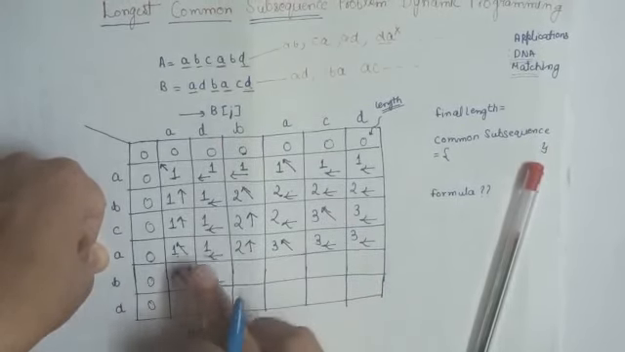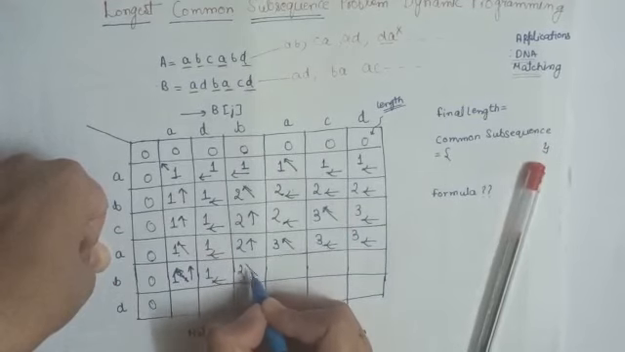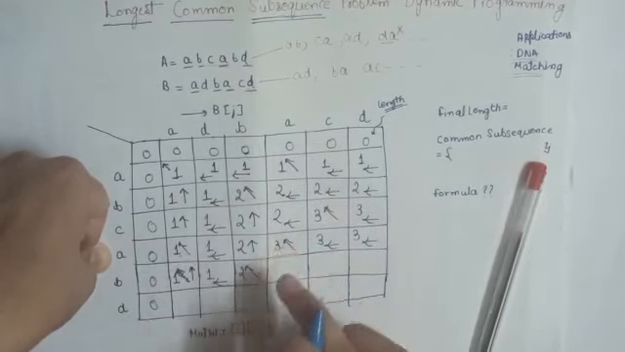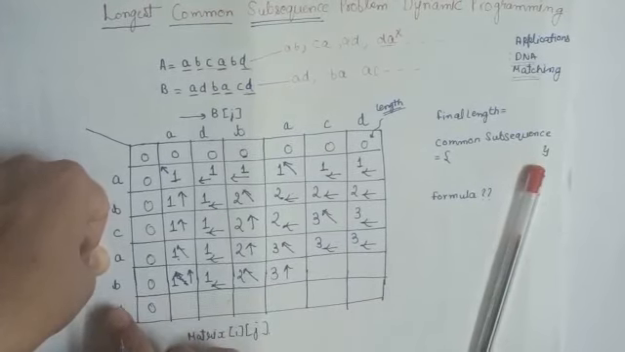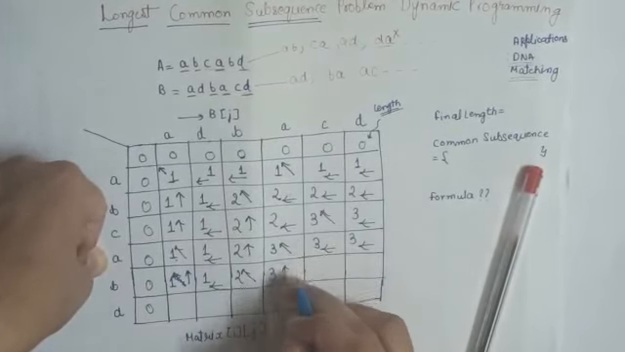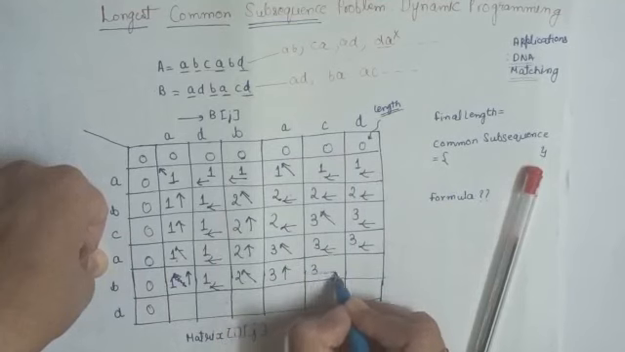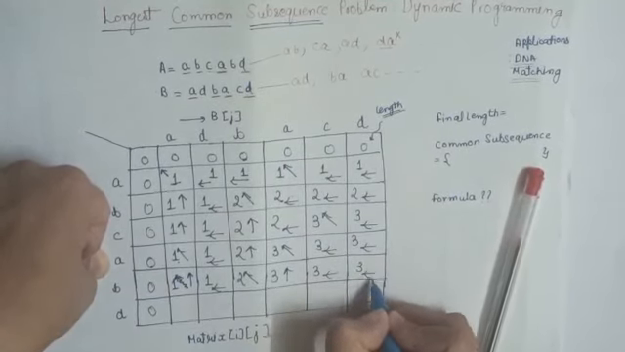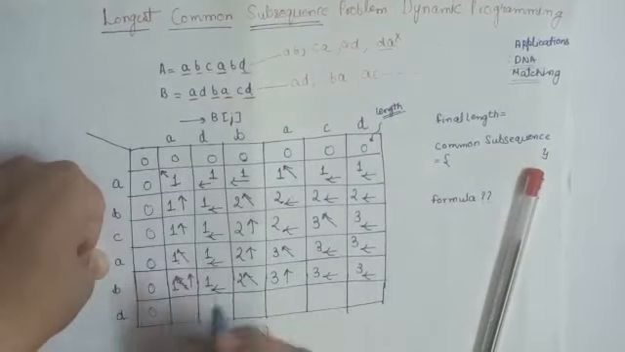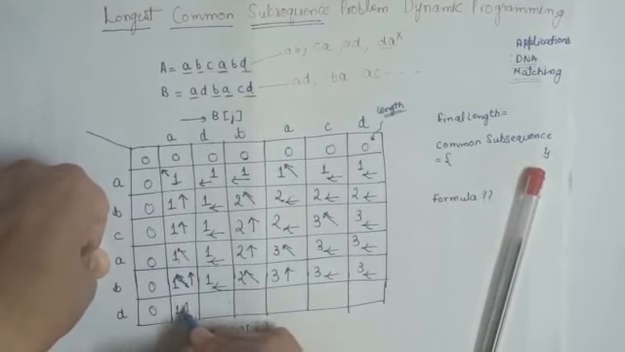Both are same, so diagonal plus 1, that is 2, and arrow diagonally. Both are different, so maximum of 2 and 3 is this, and diagonal is upwards. Both are different, so maximum of these two is 3, and diagonal this way. Both are different, so maximum is 3, and diagonal arrow this way. Both are different, so maximum 1, arrow upwards.